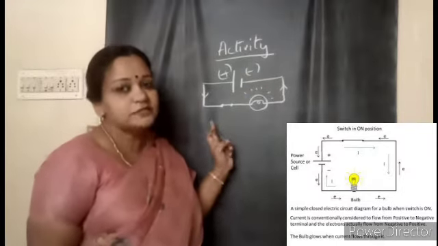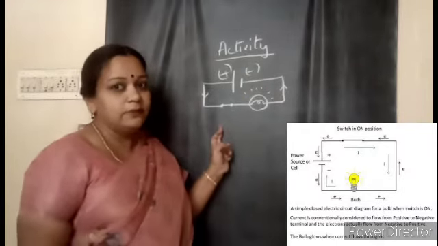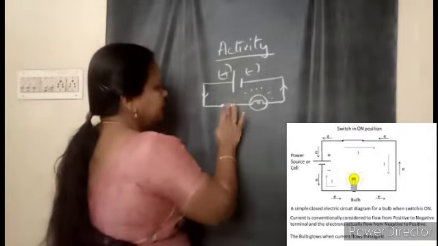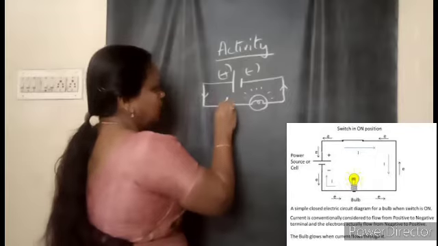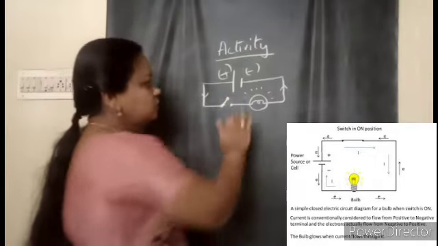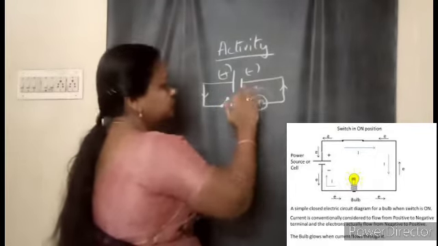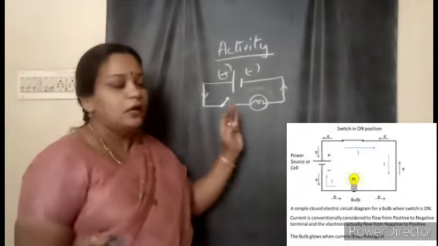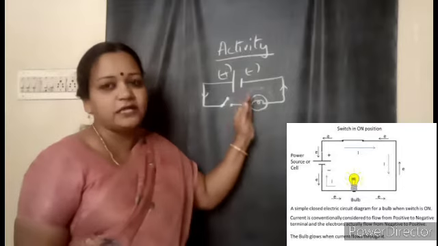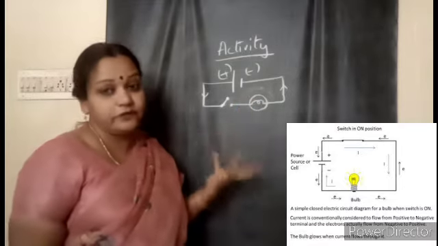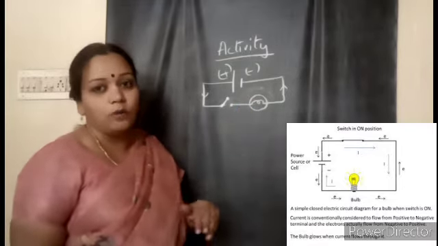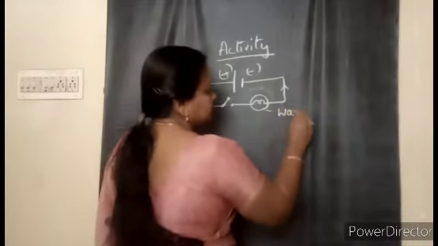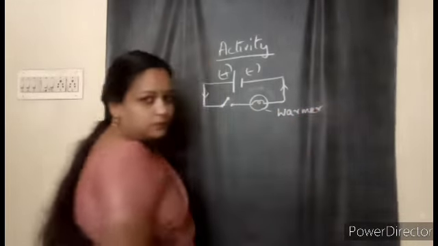So leave it for some time. Observe the glowing bulb for some time. After a few minutes, you bring the switch to off position. As soon as the switch is off, the bulb will not glow. Now you just go and touch the bulb and see how it is feeling, whether it is feeling cold or warm. You will notice that the bulb is warm or getting warm.